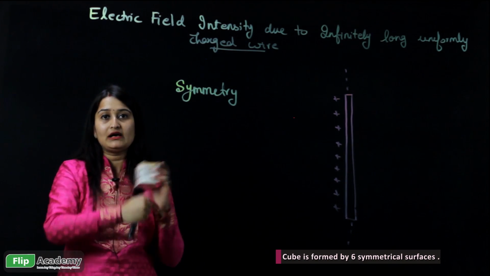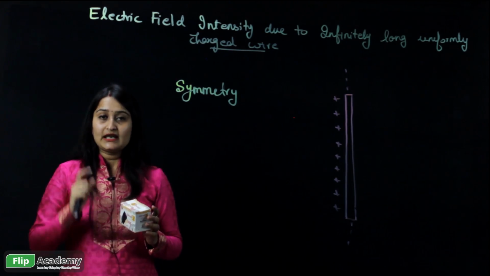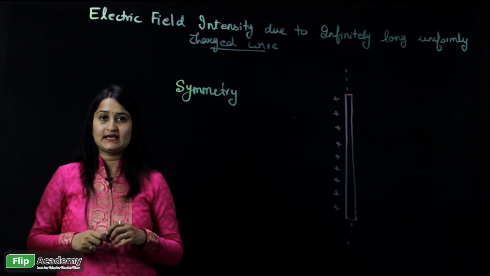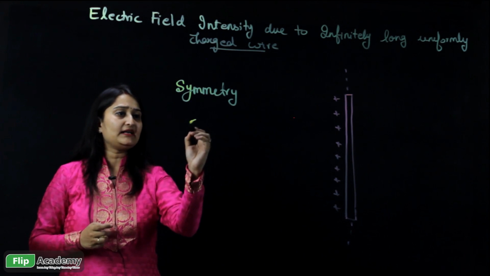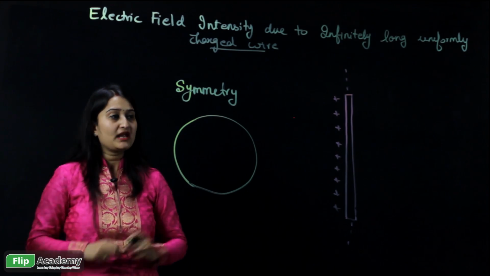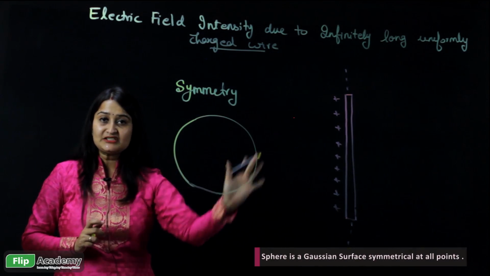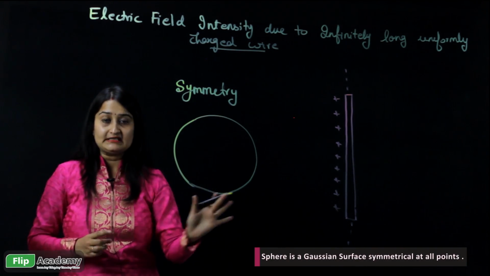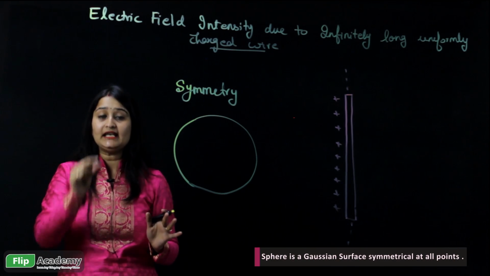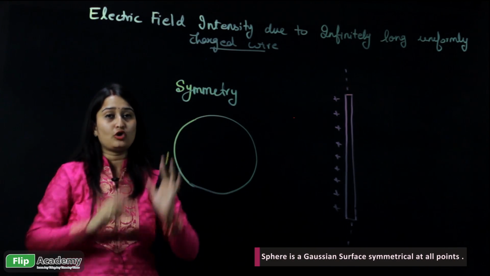but it is not symmetrical at all points. So just mark the difference. Now, if I talk of, let's say, a sphere. The sphere is basically a circle with a particular volume. So in this condition, you look here, this sphere is symmetrical at all points. It is not formed by combining two or more spherical surfaces, but it is symmetrical at all points.